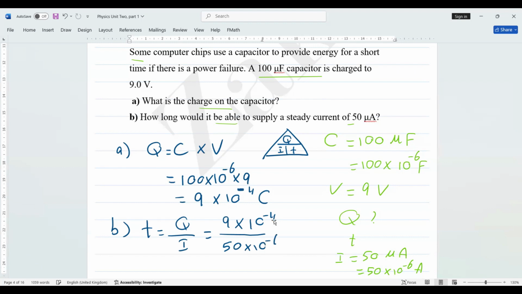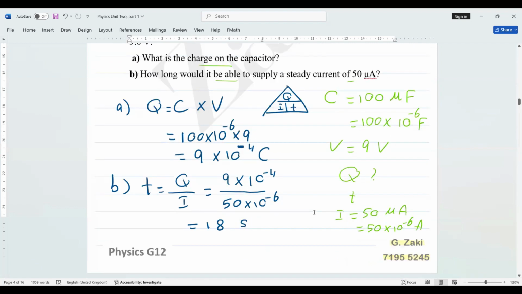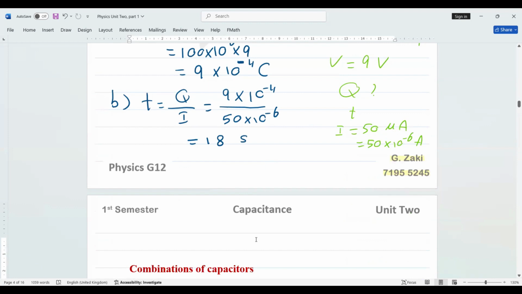Now the answer in the calculator: divided by open bracket 50 multiply 10 to the power of negative 6, close the bracket, equal, it's 18 seconds. So the answer is 18 seconds. In my calculator, it's 1.8 times 10 to the power 1, but if the power is 1, we have to convert to normal form. So it's 18 seconds. Okay? Now let us go to the next part.